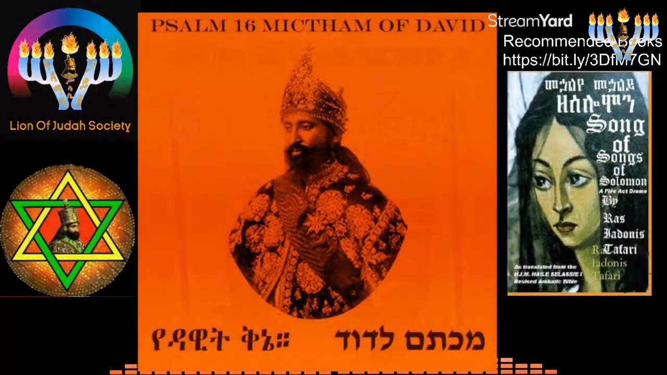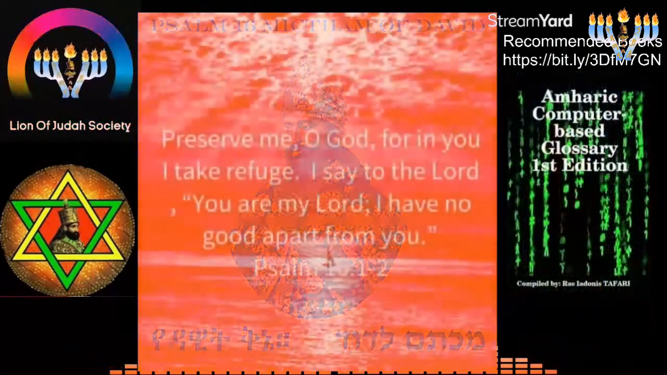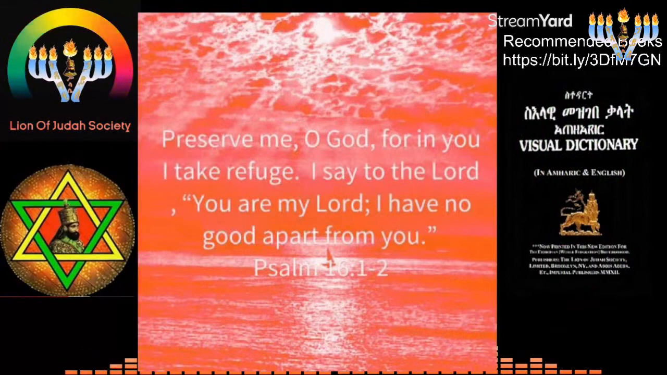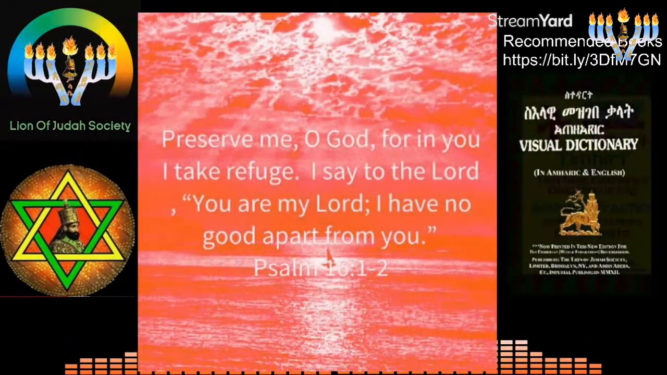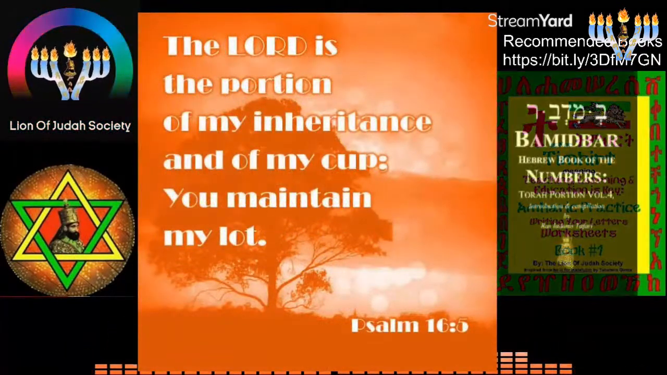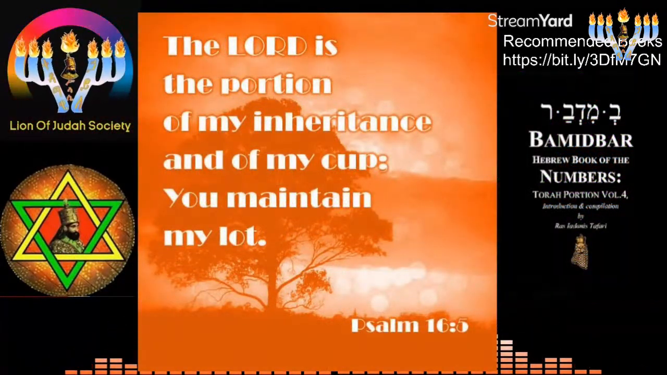I beheld, and the same horn made war with the saints and prevailed against them, until the Ancient of Days came and judgment was given to the saints of the Most High. And the time came that the saints possessed the kingdom.